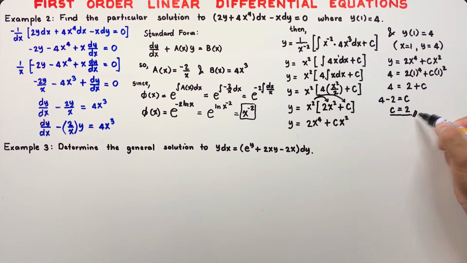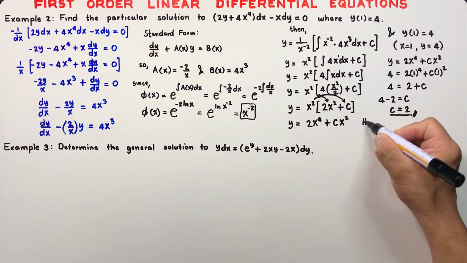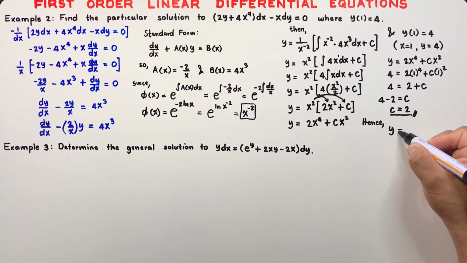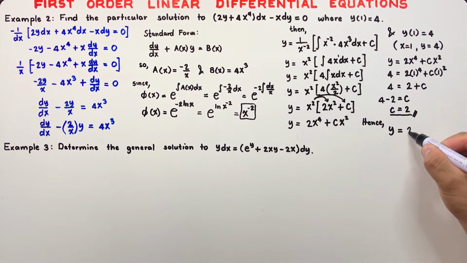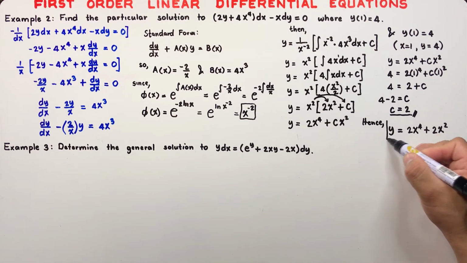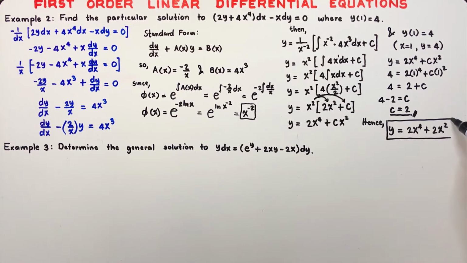Now that we have our value of the constant of integration, we can find our particular solution, which is y equal to 2x to the 4th plus 2x squared. And this is our particular solution for the given differential equation. Now let's proceed to our example number 3. Determine the general solution to this differential equation.